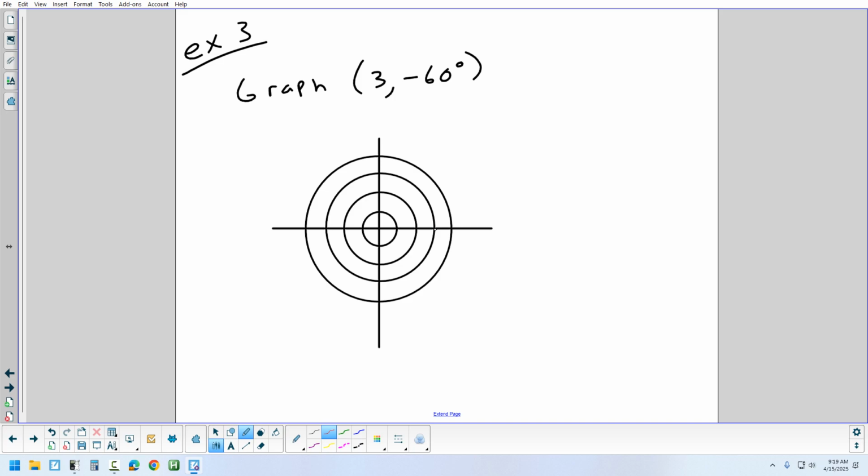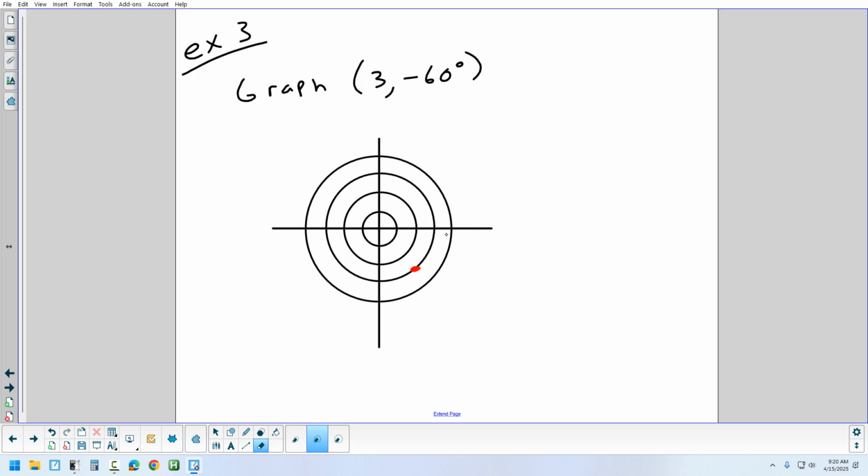So 60 degrees is 2/3 of the way through the quadrant. So not quite as much as the 75, but definitely a little bit more than half. And that's where you would end up. Okay, so right 3, clockwise 60 degrees. On the test, there will be those radial lines, so it'll be a little easier to figure out exactly where your angle should be.